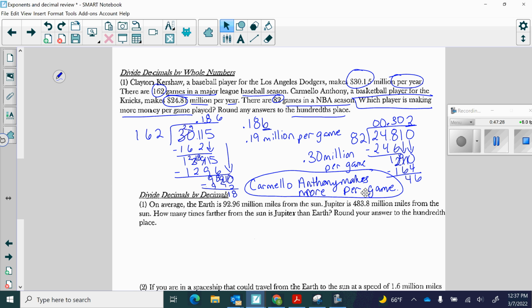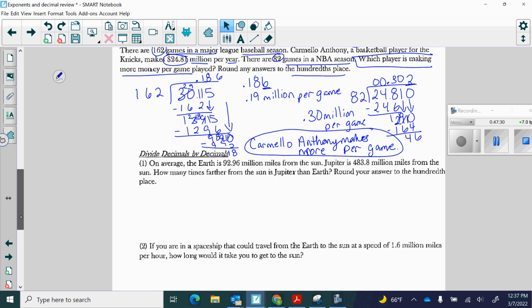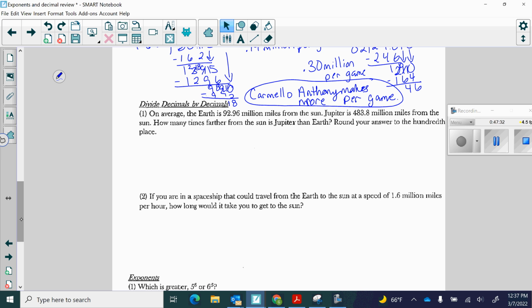All right. Next, dividing decimals by decimals. On average, the Earth is 92.96 million miles from the Sun. Jupiter is 483.8 million miles from the Sun. How many times farther from the Sun is Jupiter than Earth? Round your answer to the nearest hundredth. So I'm going to be dividing 483 and 8/10 by 92 and 96 hundredths.